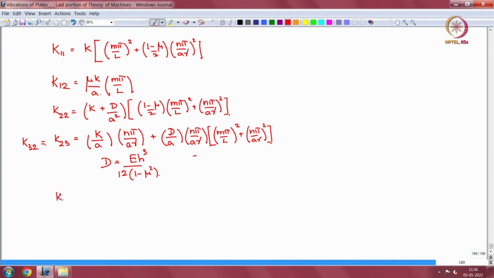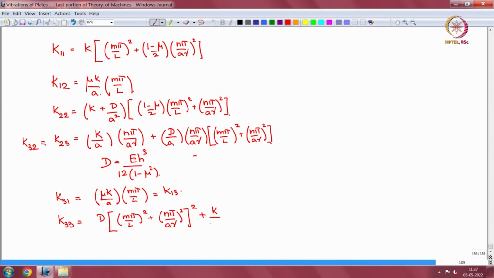And K31 is mu K by A m pi by L is equal to K13, and K33 is equal to D, m pi by L whole squared plus n pi by A gamma whole squared plus K by A squared, and K is the membrane stiffness.